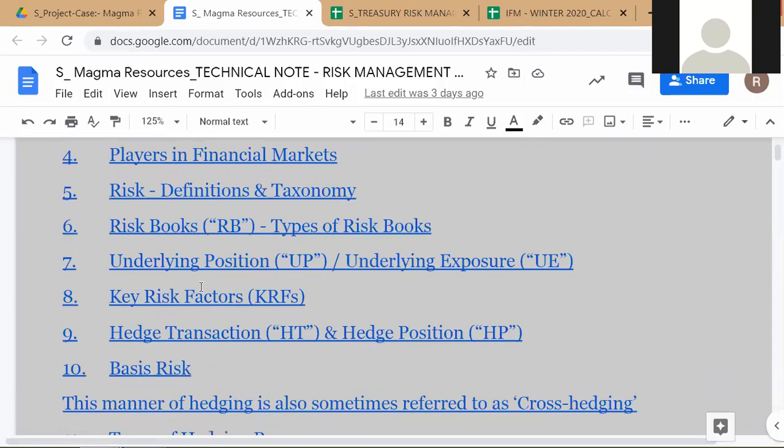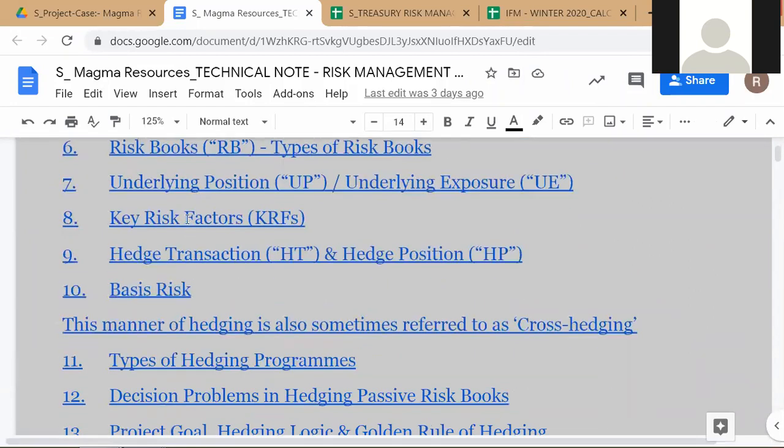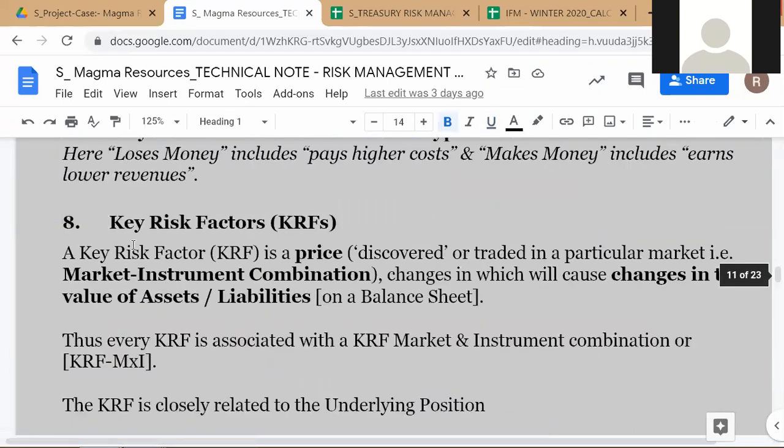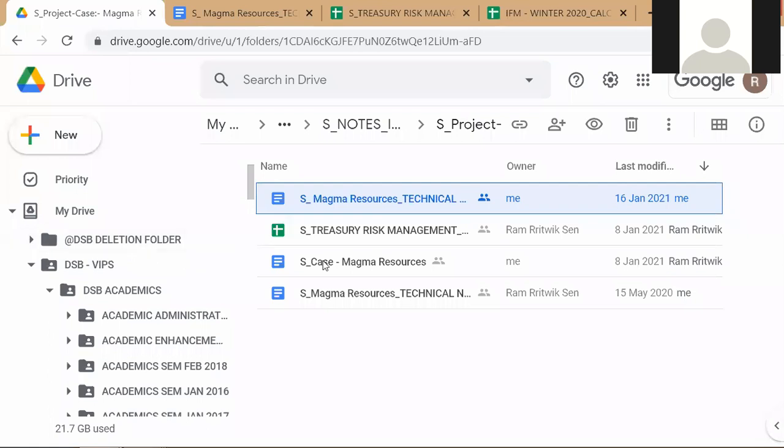Okay, so this is where we were: underlying position, underlying key risk factors. I think we have to start from key risk factors. Hedge transaction, hedge position. We have done that as well, right? We have done this as well. Let's quickly go through key risk factors. And now let's look at your case as well. Also, we'll open your case. We'll start the case now so that you have a look at this.